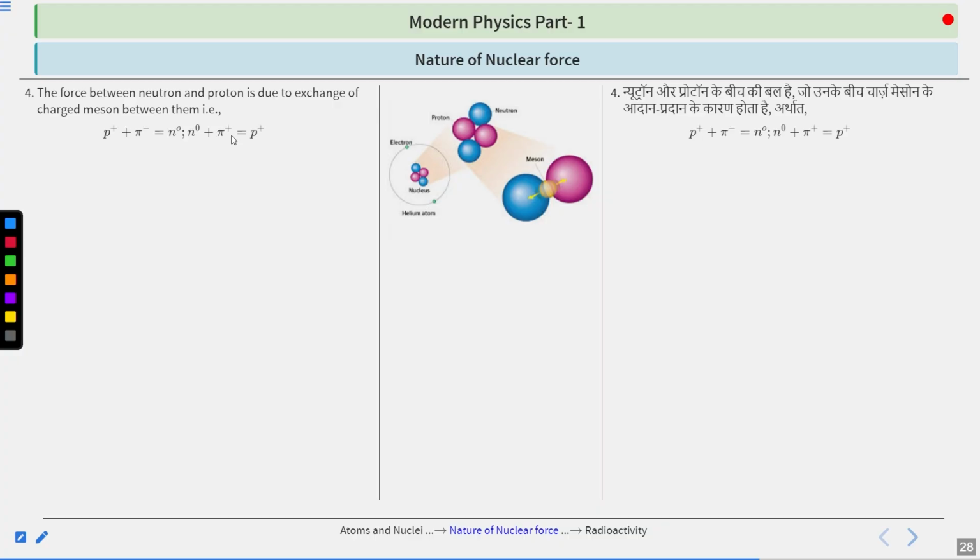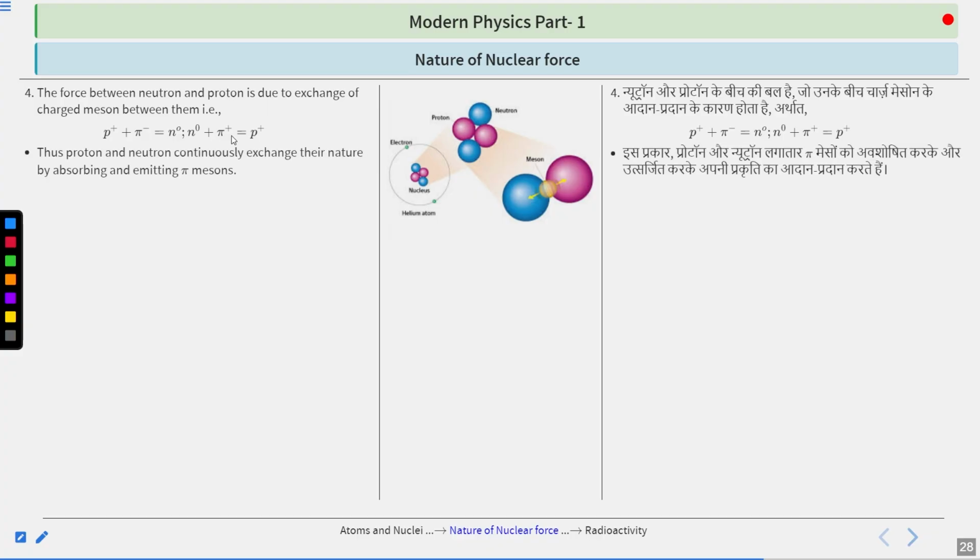Therefore, P plus pi minus equals N0, or N0 plus pi plus equals P plus. Thus, proton and neutron continuously exchange their nature by absorbing and emitting the pi mesons. Thus, N0 equals P plus pi minus and P plus equals N0 plus pi plus.